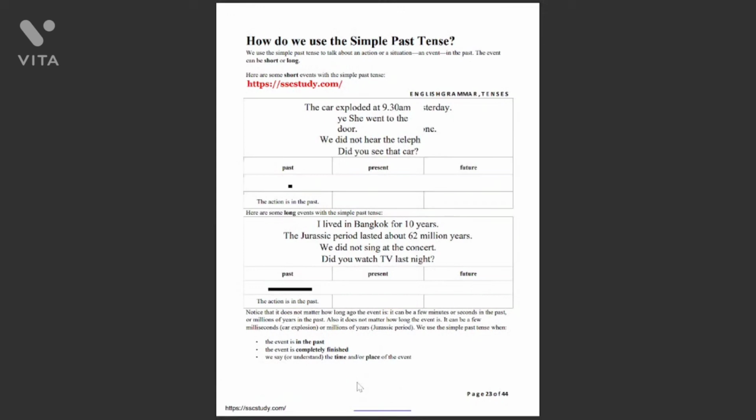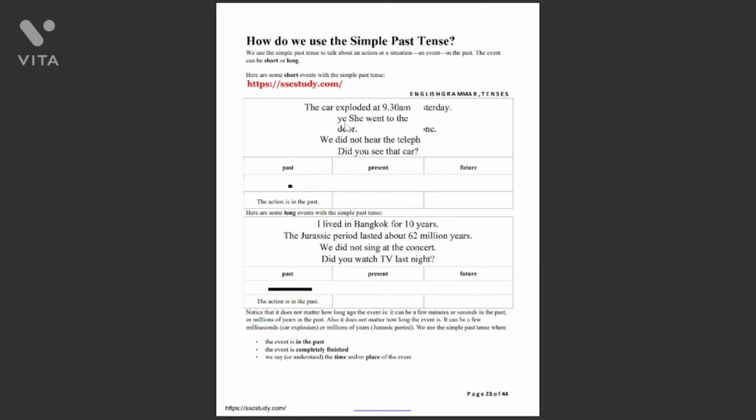Next, how do we use the simple past tense? The simple past tense is used to talk about an action, a situation, or an event in the past. The event can be short or long. For short events with the simple past tense: the car exploded at 9:30 a.m. She went to the door. We did not hear the telephone. Did you see the car?